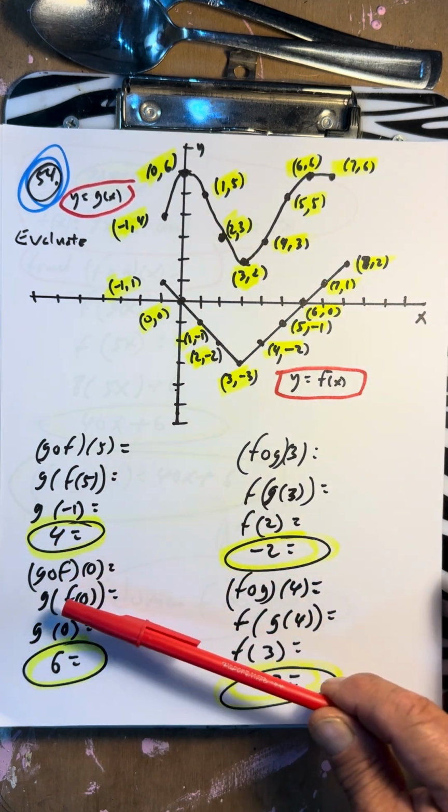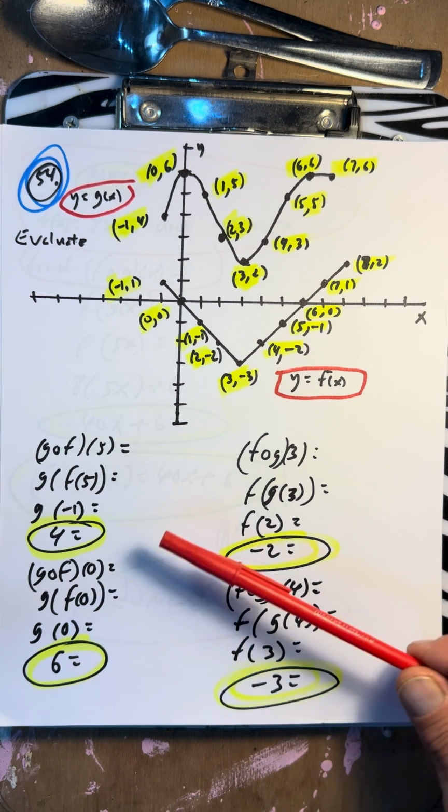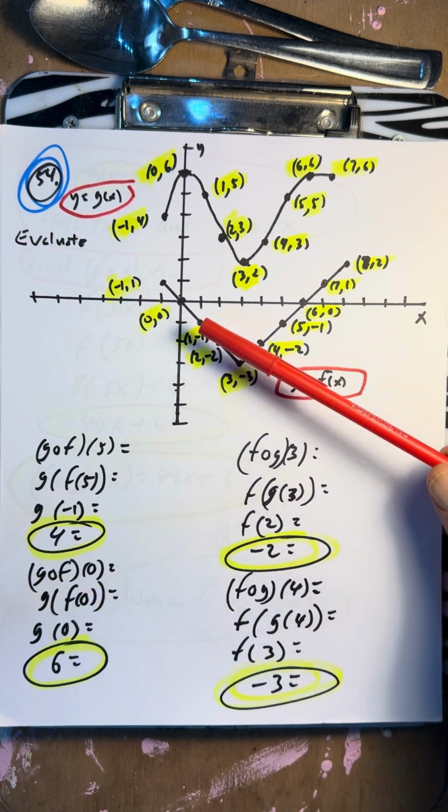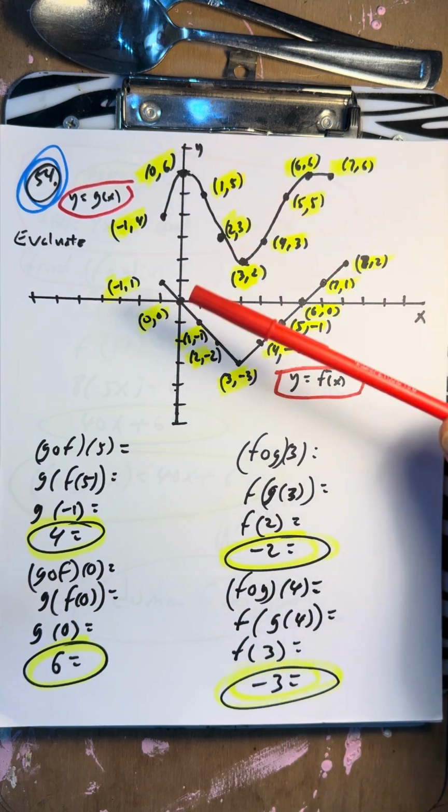G circle f of 0. F of 0 down here, there it is right there. And g of 0, well, g of 0 is this one here, up here, 6.